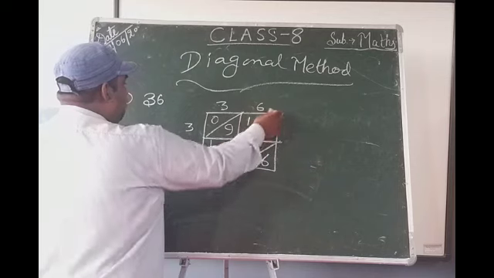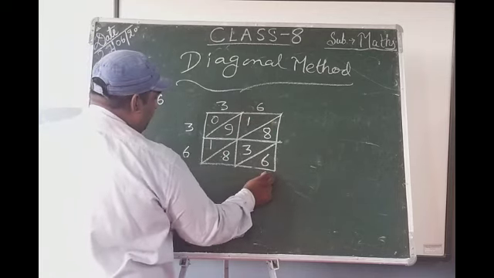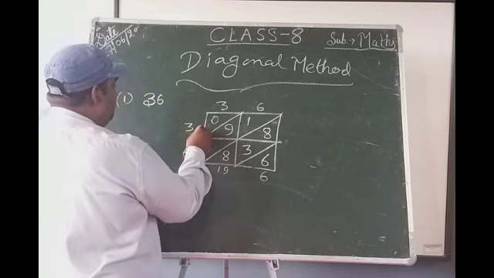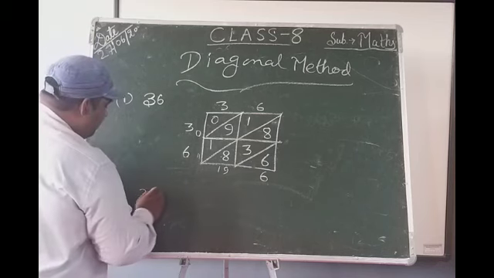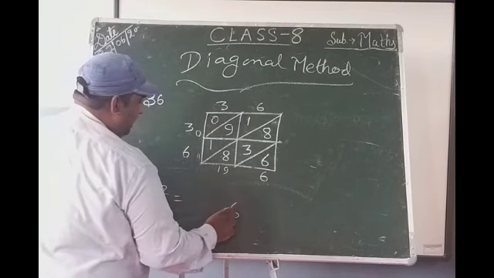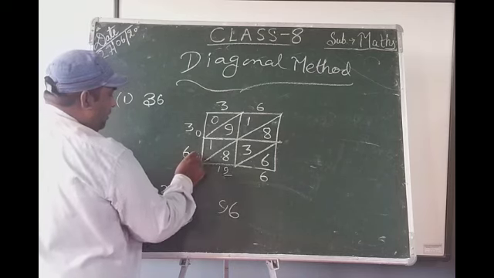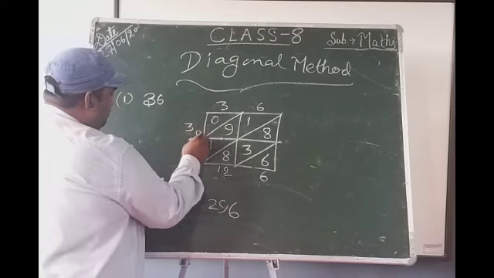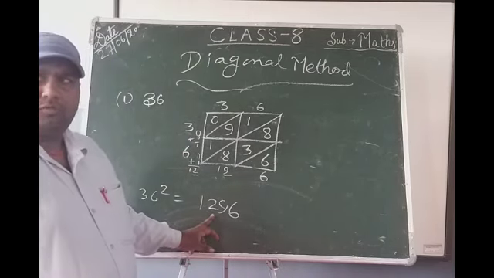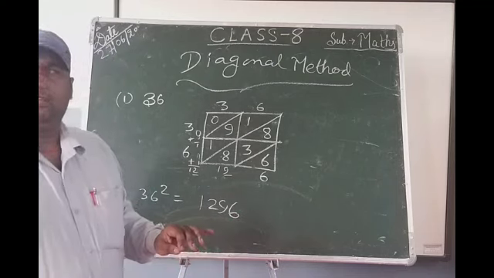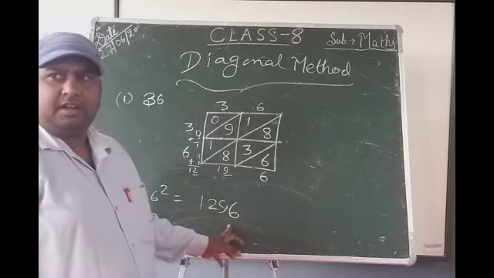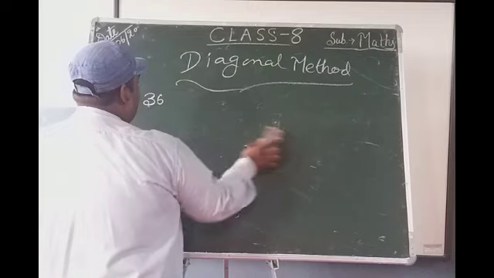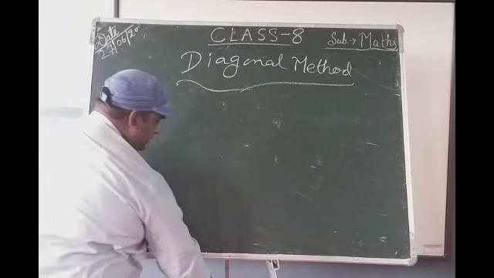Now diagonally you have to find the sum of all the digits. Here you have got 6, here you get 9, here you will get 11, here you get 0. Now one by one we will write. Therefore 36 square is equal to: first write 6. First digit write, second you carry forward. 9 plus 1 that will be 10, write 0, carry 1. 0 plus 1 that will be 1. So 36 square is 1296. What is the result? 1296.